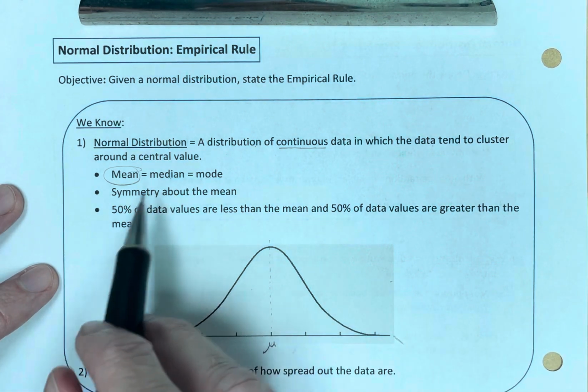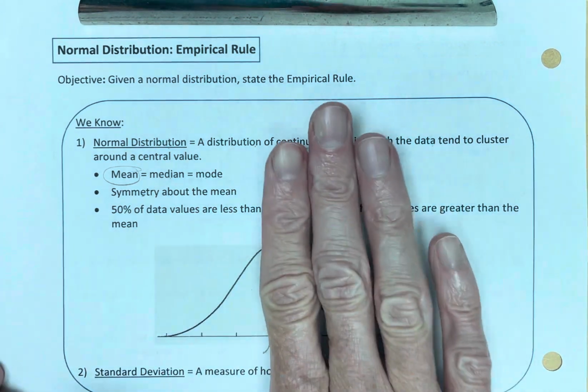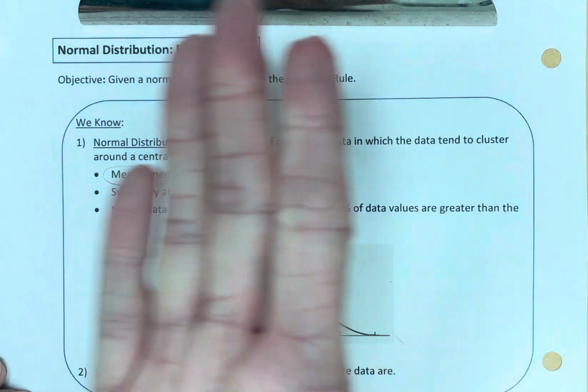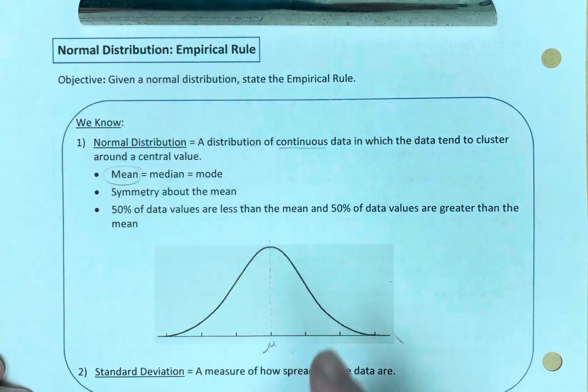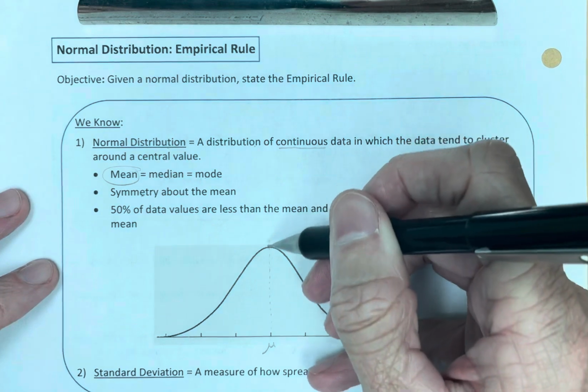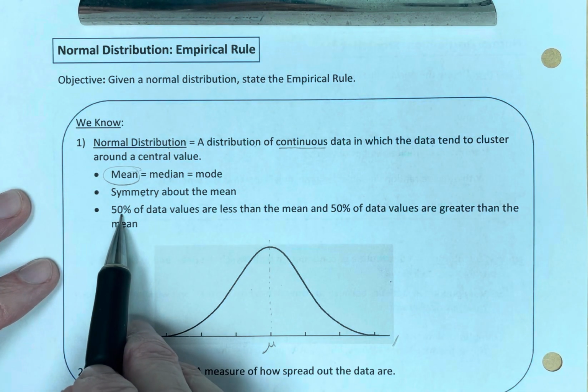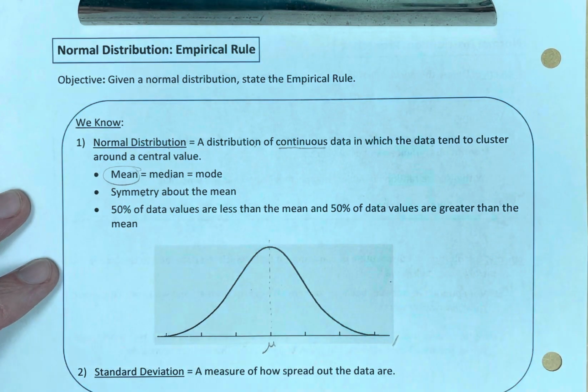Okay? In the normal distribution, we have symmetry about the mean. 50% on the right matches 50% on the left. There is symmetry as you go from one side of this line through the mean. And I just spoke to this one, 50% of data above and below.